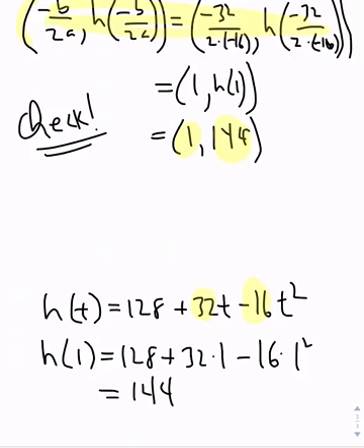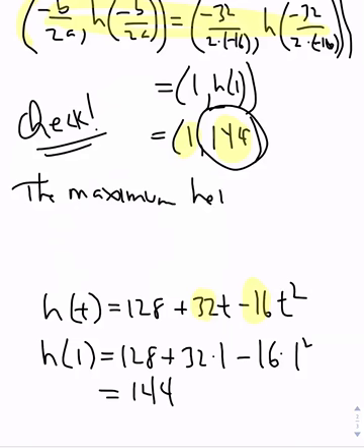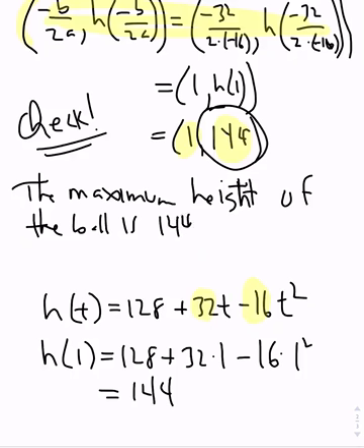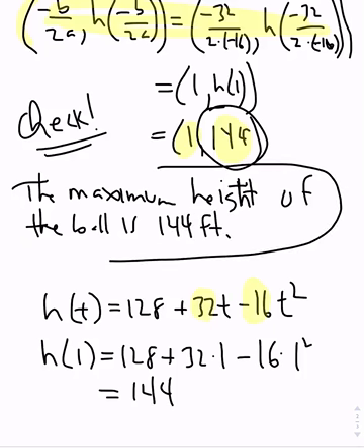So we have determined that the maximum height will be 144 feet. So the maximum height of the ball is 144 feet. So there you go. So there's the answer.